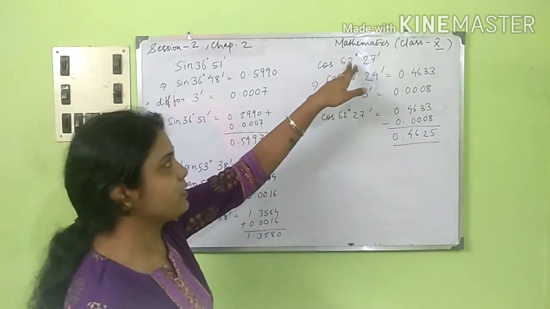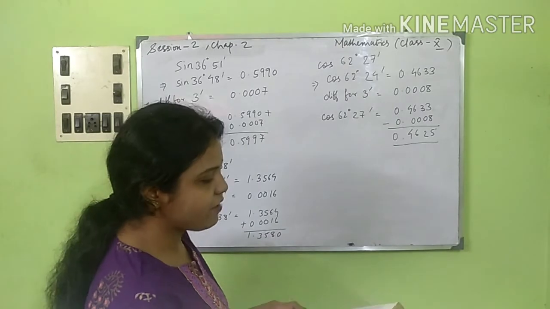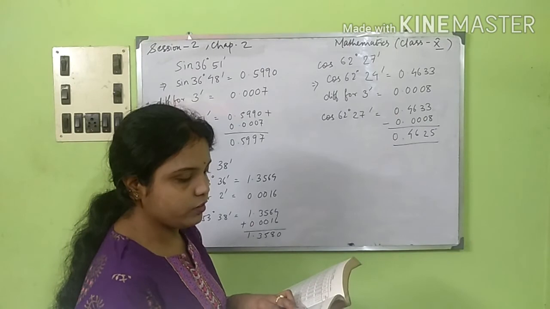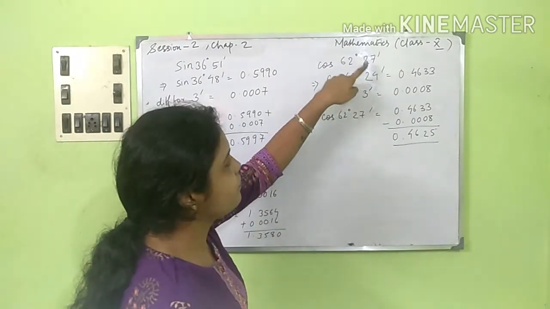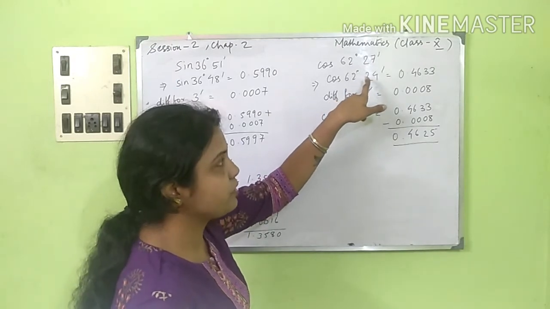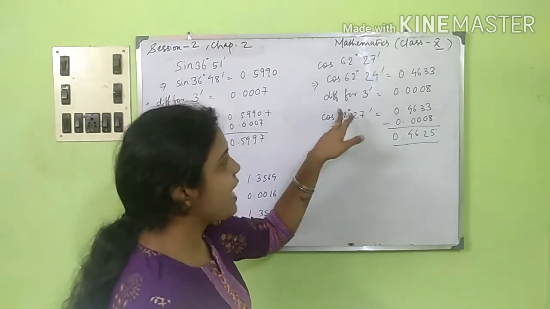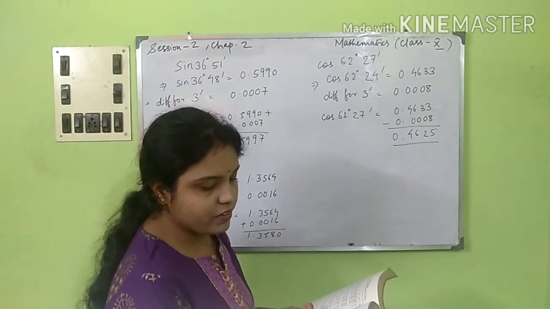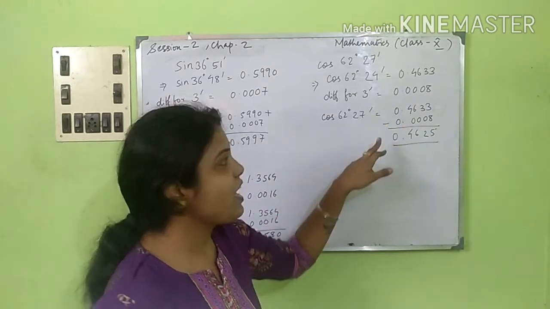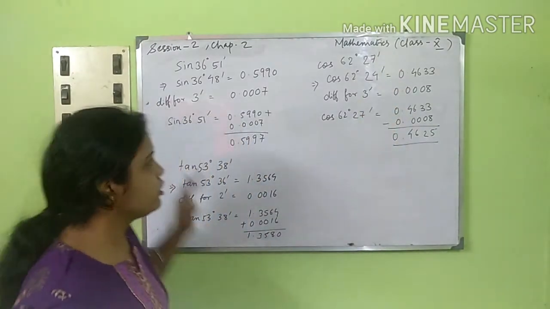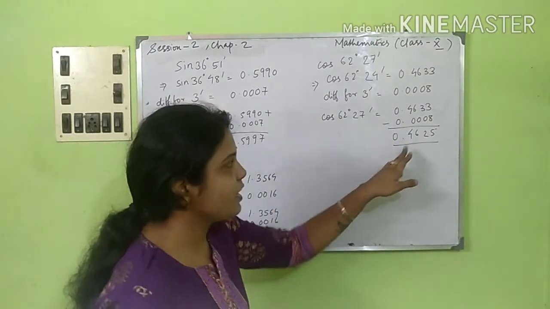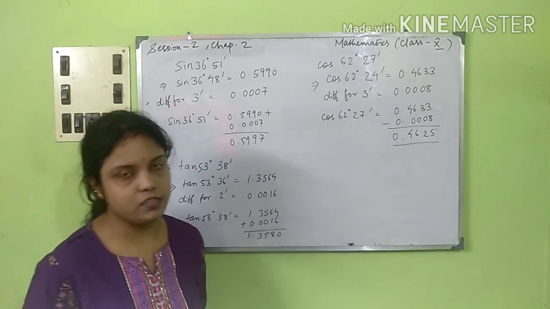But for cos, just check 62 degree 27 minutes. For cos the nearest value for 27 is 24, not 30. So there is a difference of 3 minutes again. So we have the value for 62 degree 24 minutes as 0.4633, and the difference of 3 minutes is given as 8. So that means 0.0008. For cos, we have to subtract the two values. For sin and tan we were adding, and for cos we are subtracting. So we are getting 0.4625 as the answer.